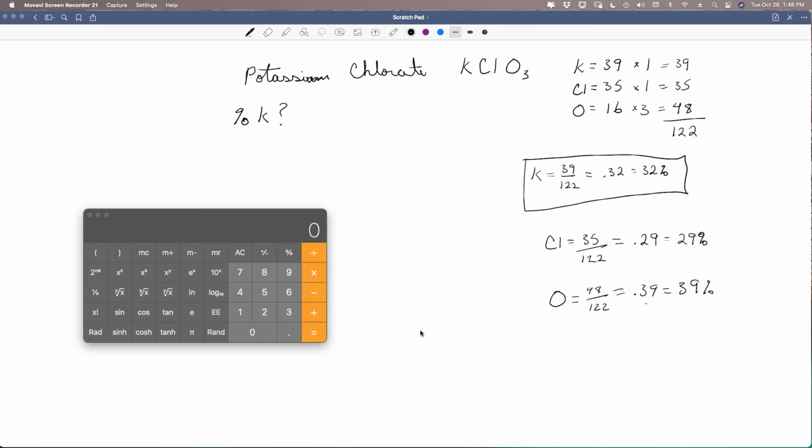All right, here's what I found. We had no subscripted number here, so that means there's only one atom. So one atom at 39 weight is going to be 39. One atom at 35 weight for the chlorine is going to be 35. And then we had 3 atoms of oxygen, so that's 3 times 16, which is 48. When I added it all together, I got 122. We want to know potassium, so 39 was the weight of potassium out of the 122. I did that division on the calculator. I got 0.32, which is 32%. So the percent of potassium in potassium chlorate is 32%.